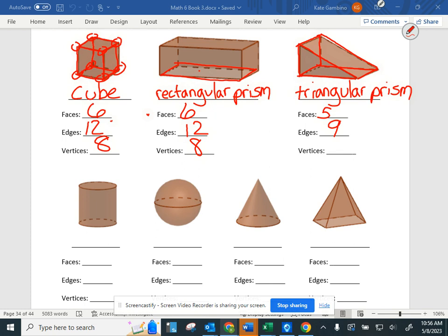How many vertices are there? Riziki. 6. Let's see. 1, 2, 3, 4, 5, 6. Very good. Notice how I'm circling those corners. Circle the corners so you make sure you don't miss any or forget any. So that is our cube, our rectangular prism, and our triangular prism.